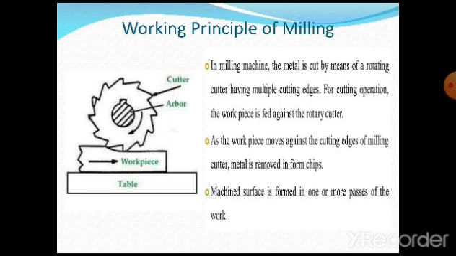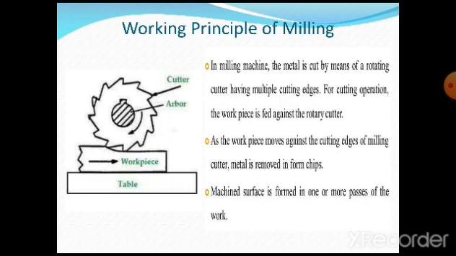So working principle means the basic principle that is adopted in any type of milling machine, because milling machines are classified based on their design, construction, etc. That is what we are also going to discuss in the subsequent slides. But before that, we need to understand the basic working principle.